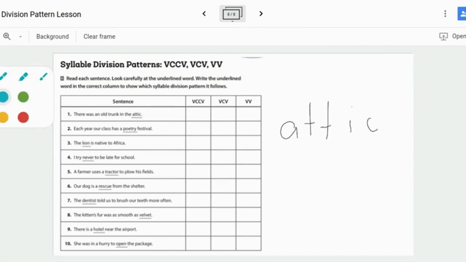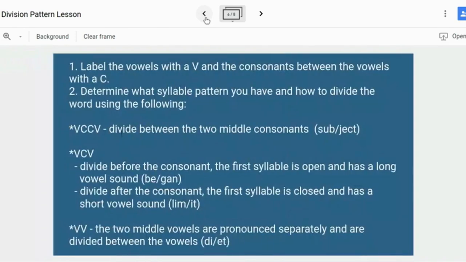And so I notice right away that I have my vowel and my two consonants in between. So this is a VCCV pattern. So then I would want to write the word attic in the box here, which is going to be very difficult for me to do on a screen that's little, but I'll try my best. Okay, so attic would go under the VCCV. And that's what you will do for the rest of them. If you get stuck or have any questions as you're completing this, remember to look back here at this slide, and it will give you step by step what you need to do and then what you need to look for.